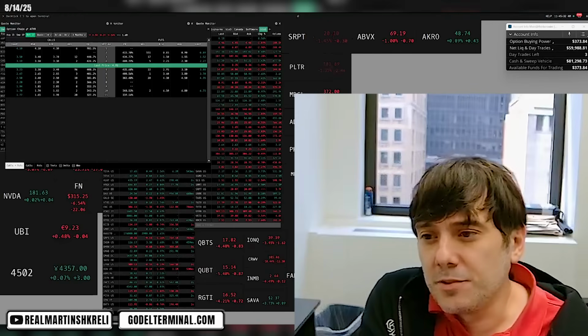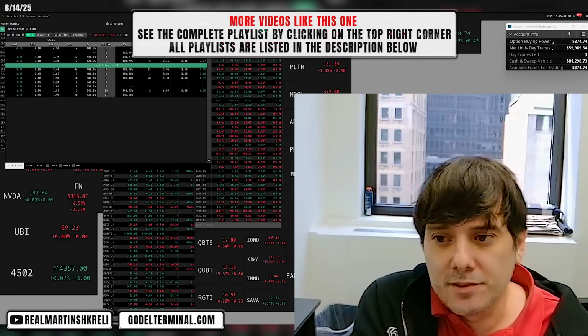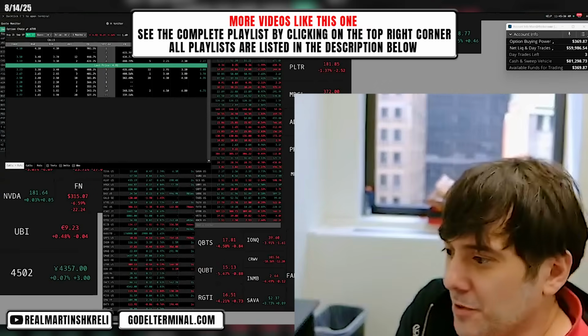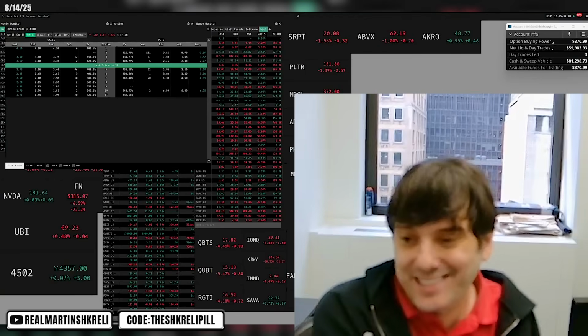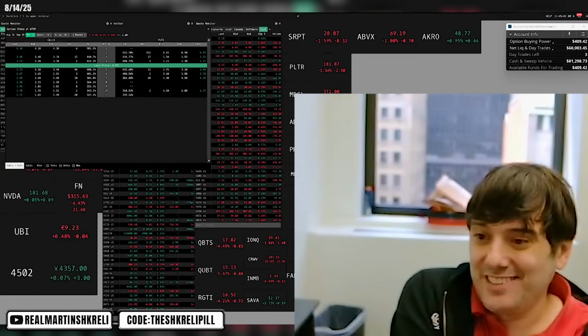The problem with the 2-puts is you really have to be right on the razor's edge of whether the stock goes to 50 cents or $1. It's just it's one thing. It's really hard to tell.